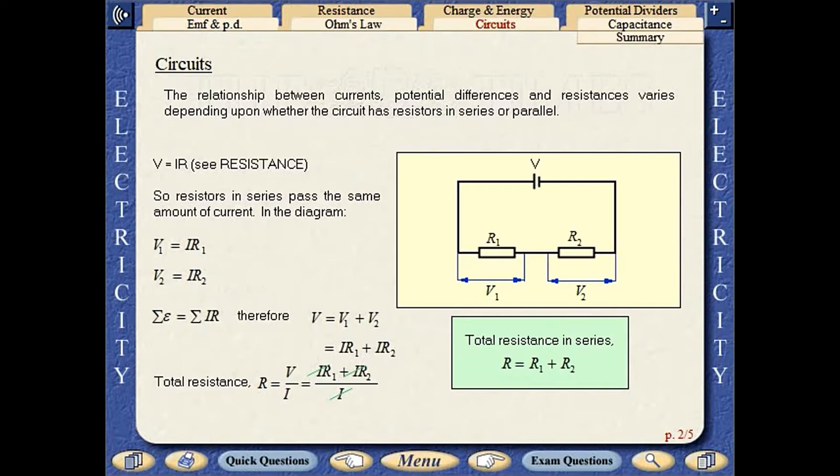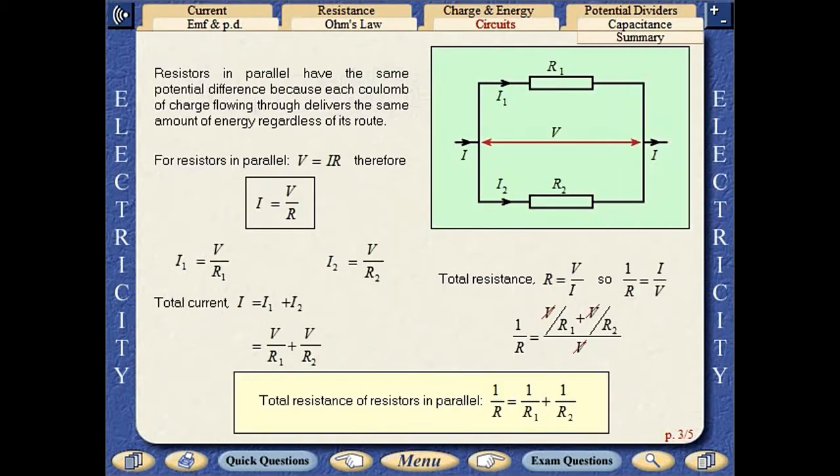The relationship between currents, potential differences, and resistances varies, depending upon whether the circuit has resistors in series or parallel. Resistors in series pass the same amount of current. Resistors in parallel have the same potential difference because each coulomb of charge flowing through delivers the same amount of energy regardless of its route.